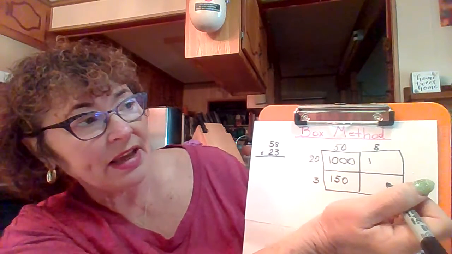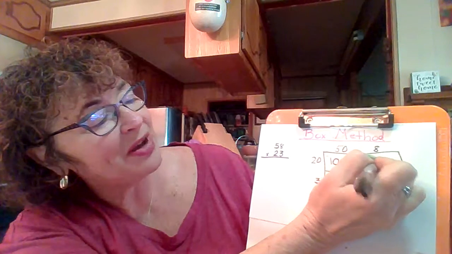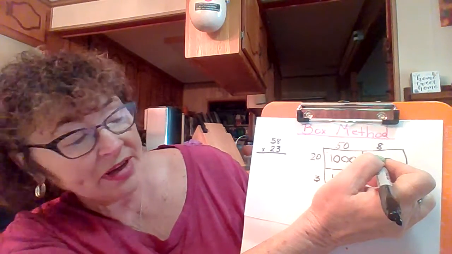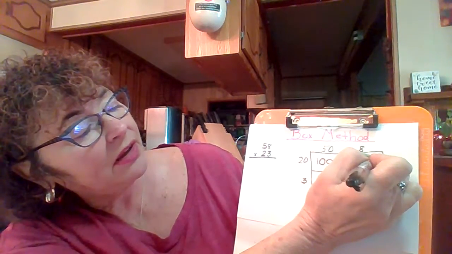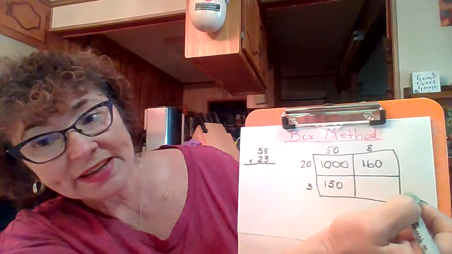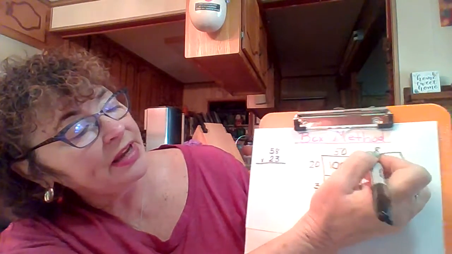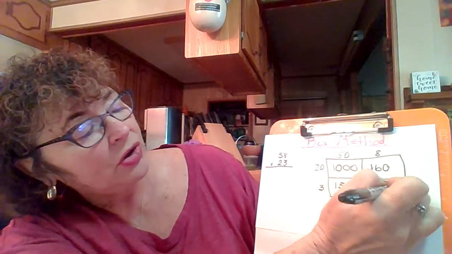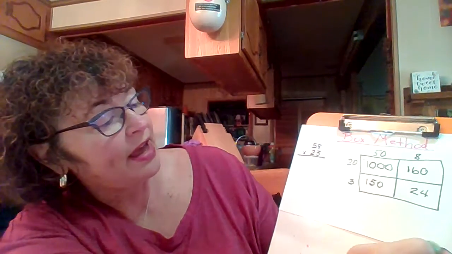Now I need to multiply 20 times 8. What's 2 times 8? Yeah, 16. Now, was there a 0 I need to add? Yes, with this 20. So 160 right there. And then I need to multiply the 3 times the 8. And 8 times 3 is 24. I don't have any zeros that time, so that number does not have any.